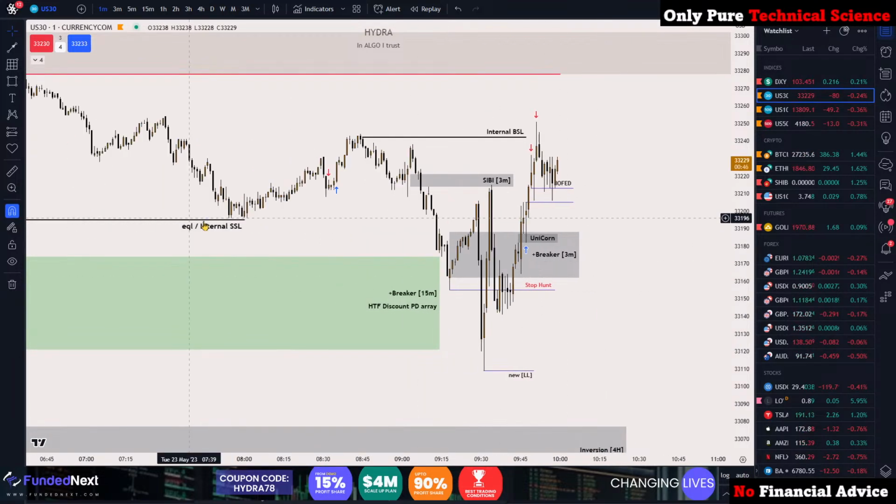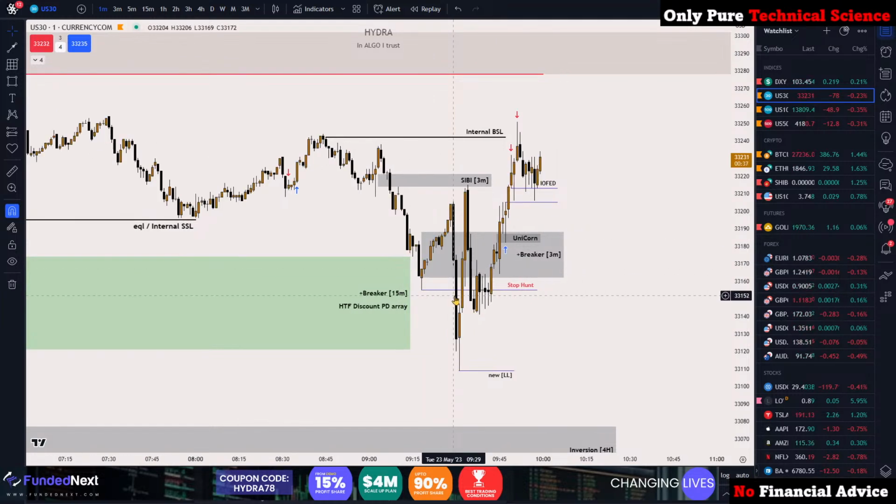I wasn't getting impulsive, like, okay, price just delivered sell side liquidity here, so let's buy. No, I wasn't doing that. I was going to the higher time frame. I was marking higher time frame PD arrays, just like I did here. And yes, I changed my bias to bullish once price retraced into the breaker block.